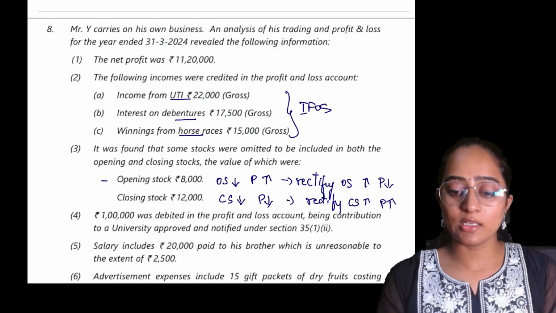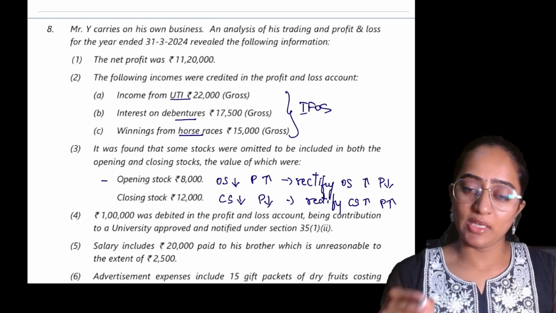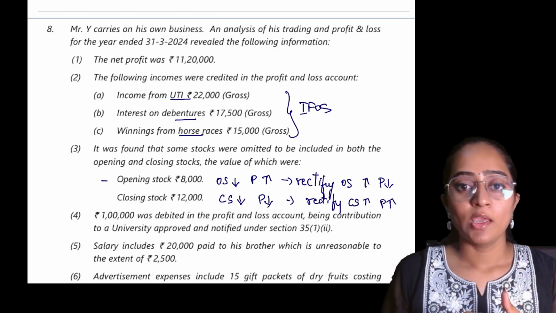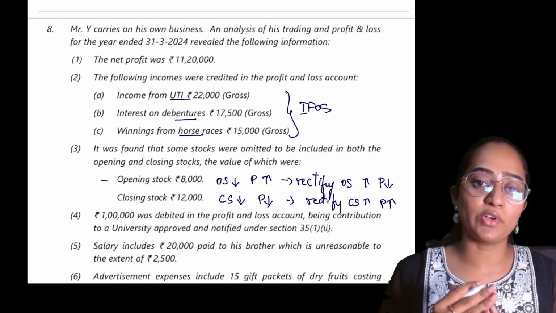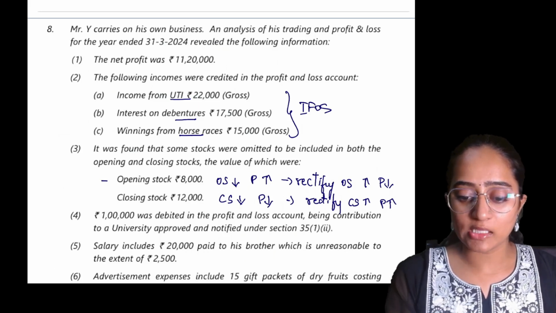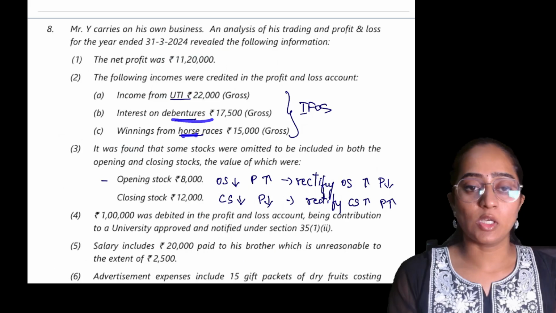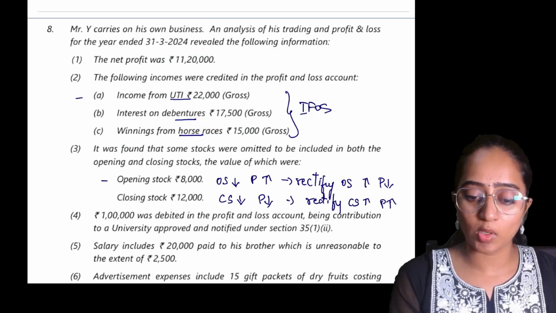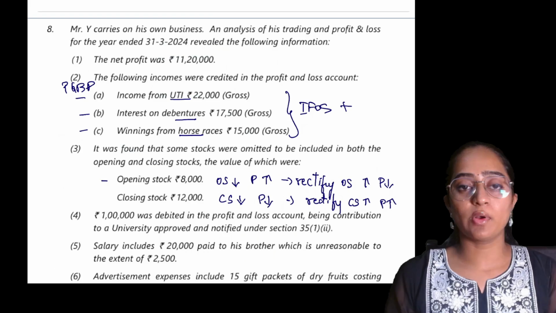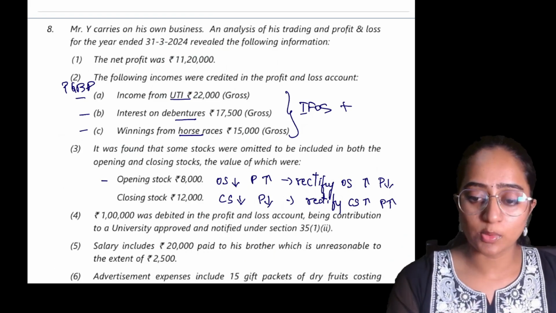So what we will do: if you have credited income in the P&L account, what will happen to your profit? Profit also increases. If income increases, profit increases. Now I have to give the reverse effect, that is, I have to decrease the income, and if income decreases, profit would also decrease. Clear? So income from UTI, debentures and horse race would be subtracted from your PGPP, but you are going to add this in your income from other sources. And they've given gross figures over here, so we'll consider the gross portion only.